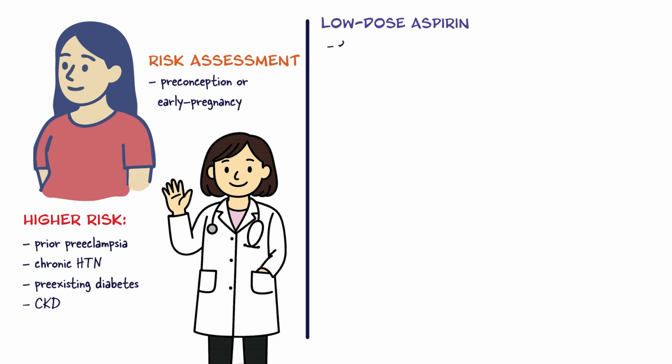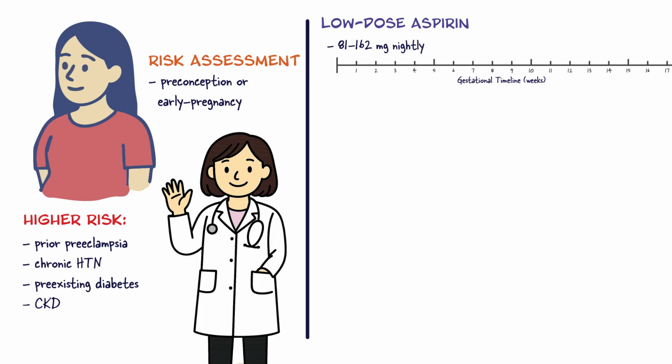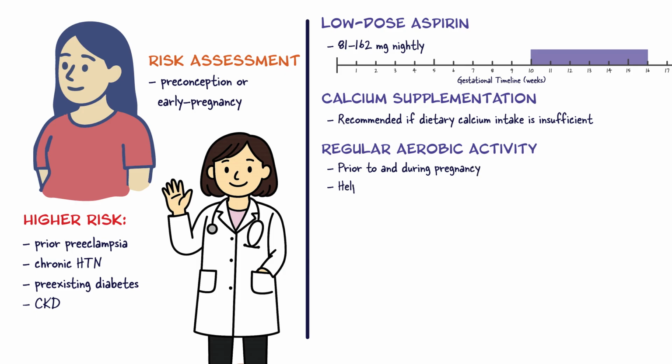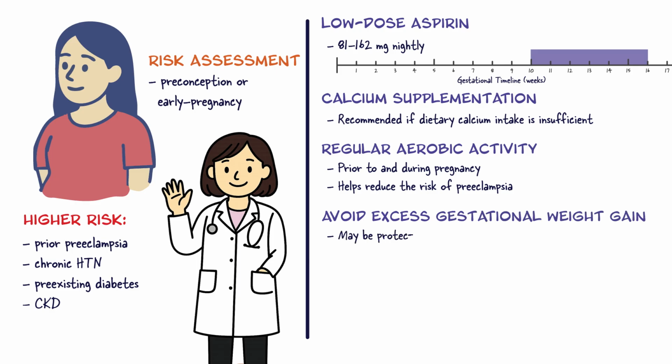Low-dose aspirin between 81 and 162 milligrams nightly is recommended and should be started prior to 16 weeks gestation, although this can be started around the 10 to 12 week mark in most patients at higher risk, with some exceptions. If insufficient calcium intake, supplementation with calcium is recommended. In addition, regular aerobic activity prior to and during pregnancy is recommended to reduce the risk of preeclampsia. Avoiding excess gestational weight gain may be protective as well.